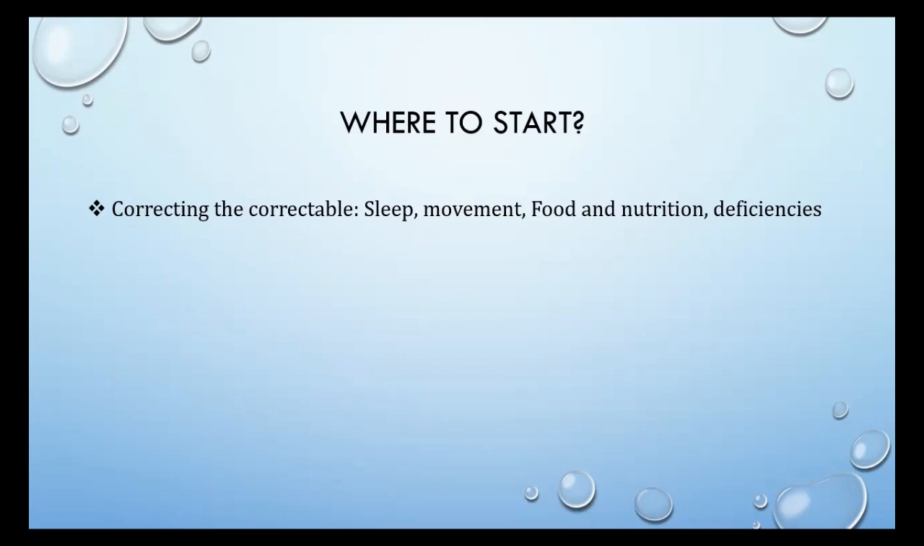The fourth and the most important thing is correcting deficiencies. Now, this I feel is like a chicken and egg issue. Whether the deficiencies are leading to RA, or because of the RA and the heightened inflammation in the body, your body is using up some basic nutrients like B12 and vitamin D.